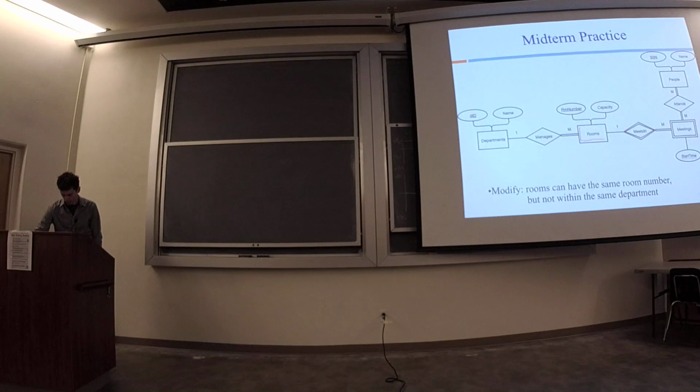Exactly. So rooms becomes weak, manages becomes supporting, and room number becomes a dashed underline. Questions on it?